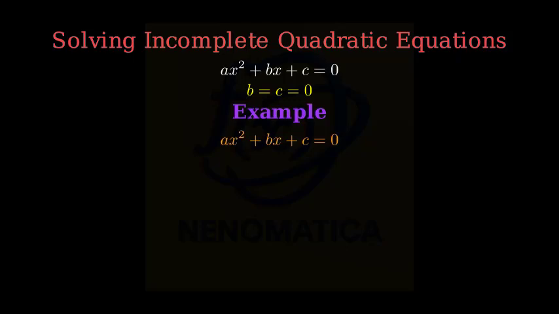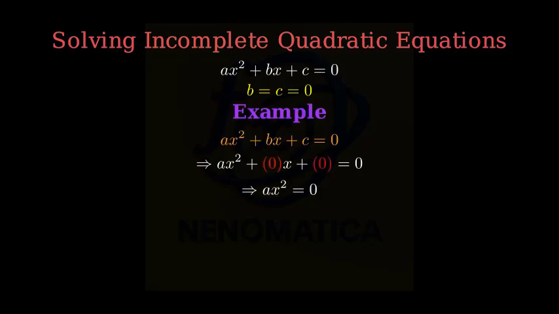Step 2. We substitute b equals 0 and c equals 0 into our equation. This gives us ax squared plus 0x plus 0 equals 0. Notice how the terms with b and c become 0. Step 3. We can simplify our equation by removing the 0 terms. This gives us ax squared equals 0.